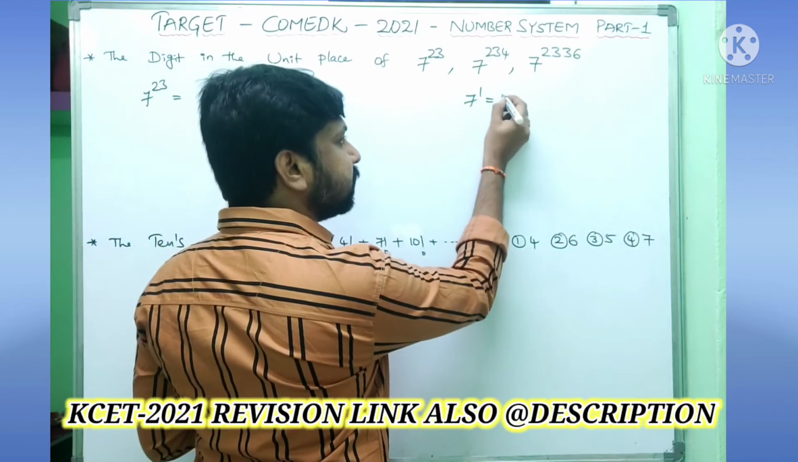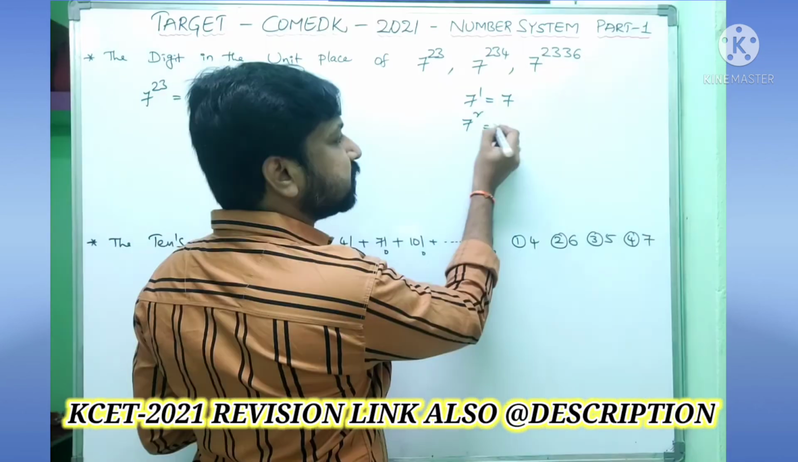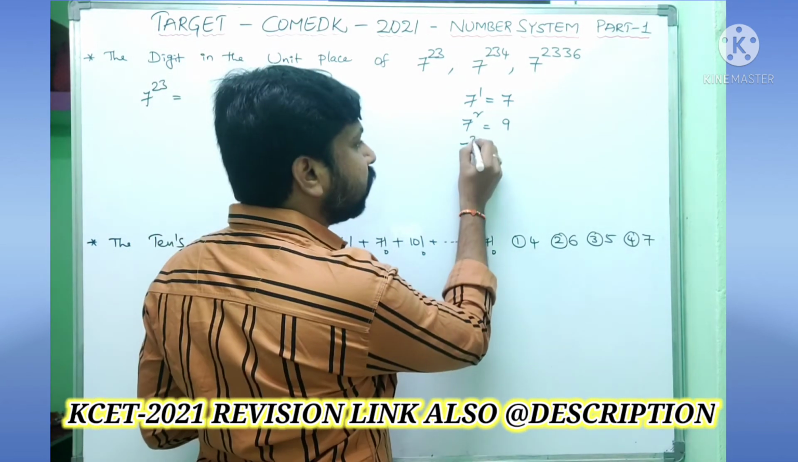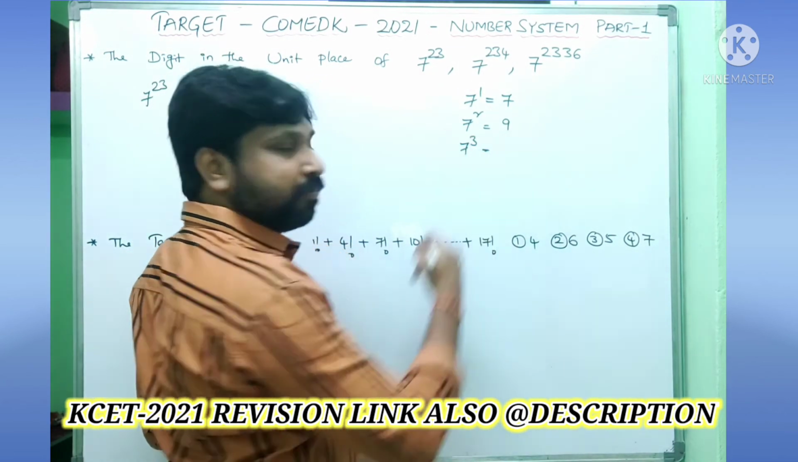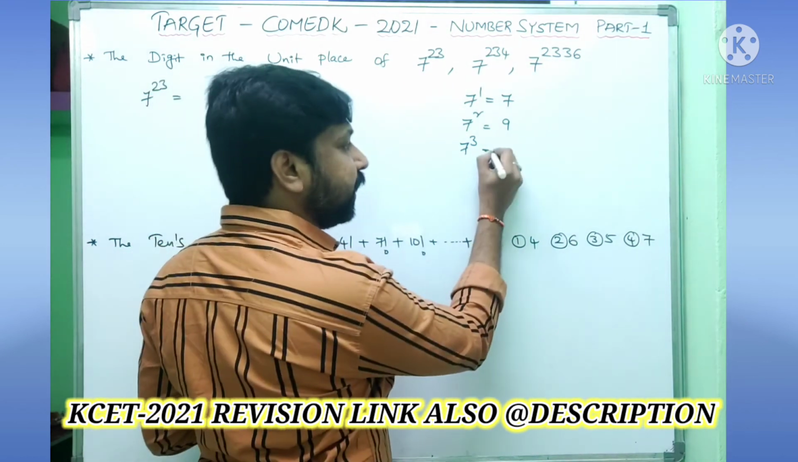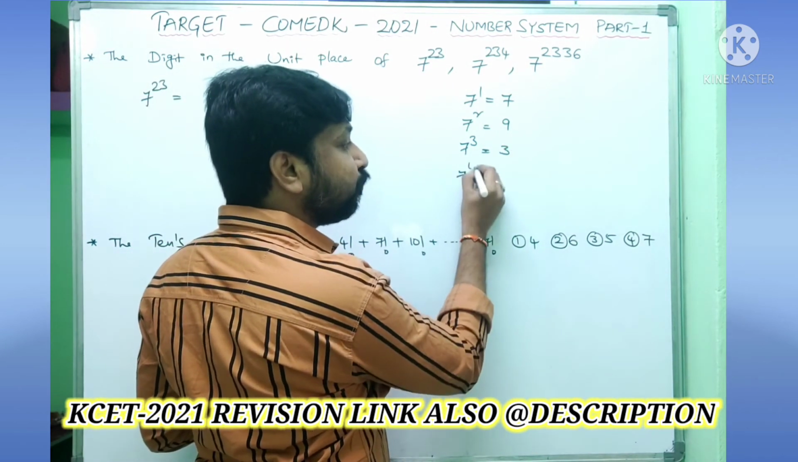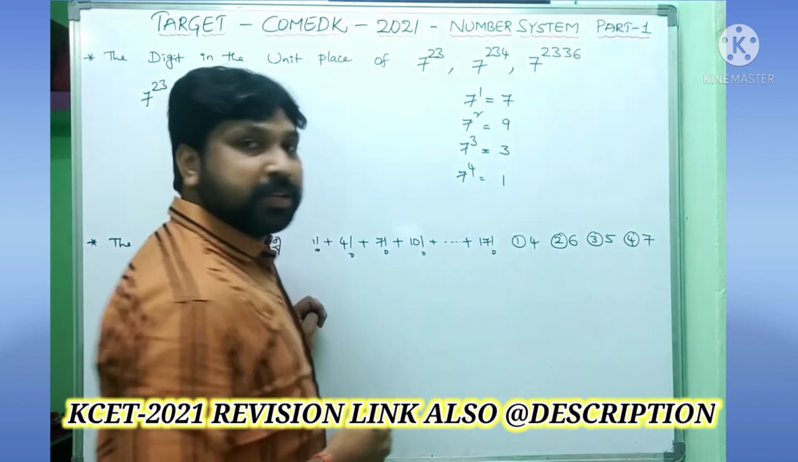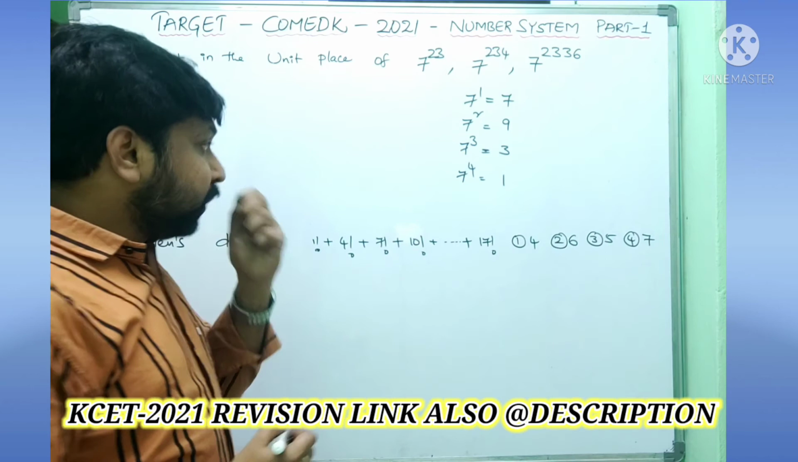We can write 7 power 1 is nothing but 7. So 7 square is nothing but 7 into 7, 49. Units place is 9. Now 7 cube, you want, means 9 into 7, so units place gives 3. So 7 power 4 means 3 into 7, units place gives 1. So now you need to stop here only.